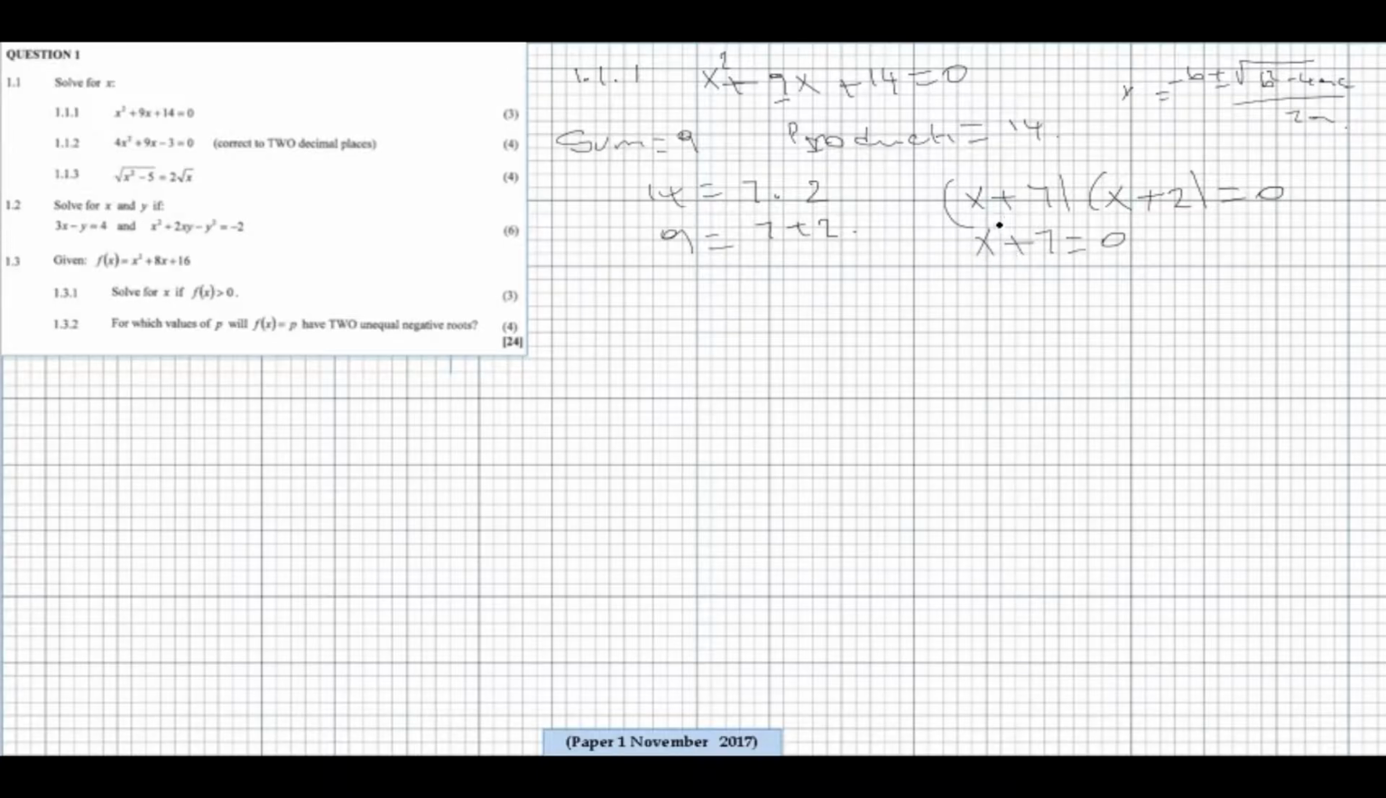I have the first factor, which is x plus 7. I let it equal to 0, so I'm going to get the first value of x, which is negative 7. I do the same to get the second value of x. I say x plus 2 is equal to 0, using the second factor, and from this I can determine the value of x2, which is negative 2. So we have x1 and x2. These are the solutions of question 1.1.1.